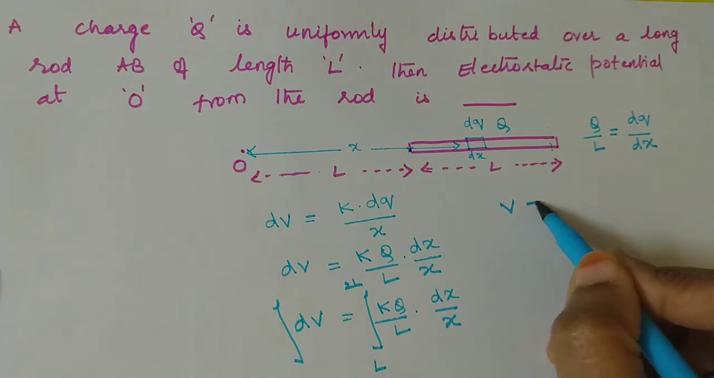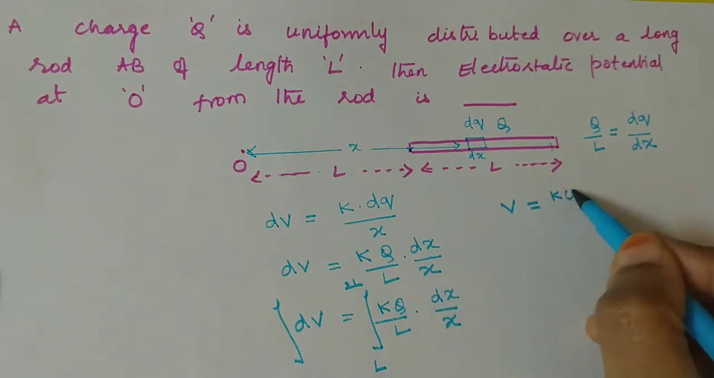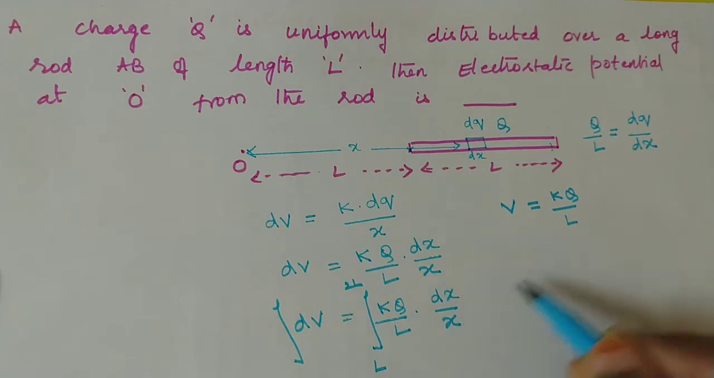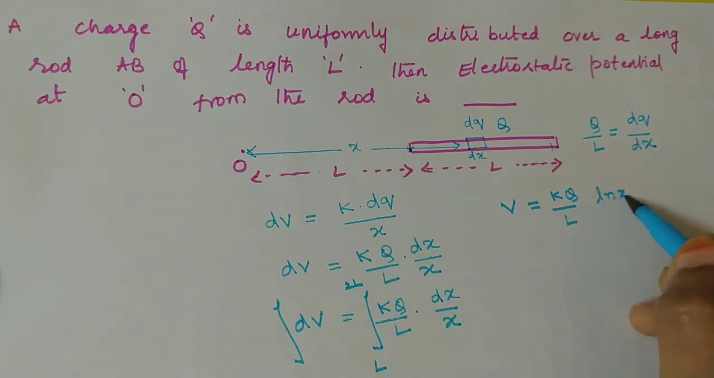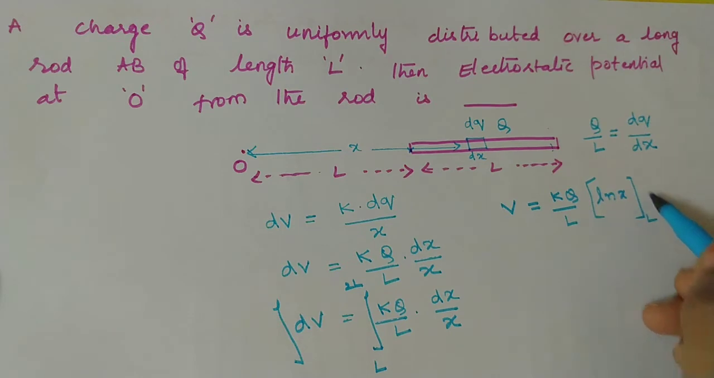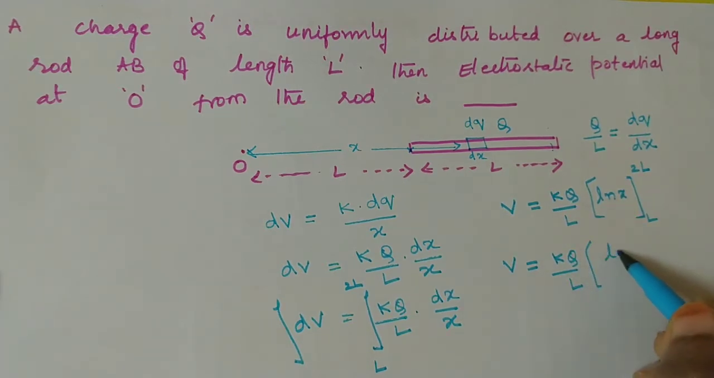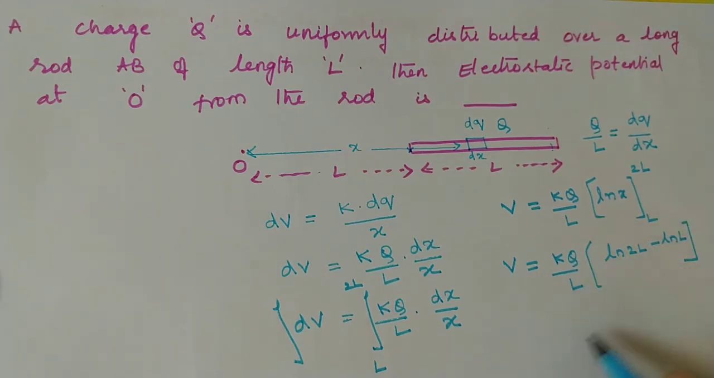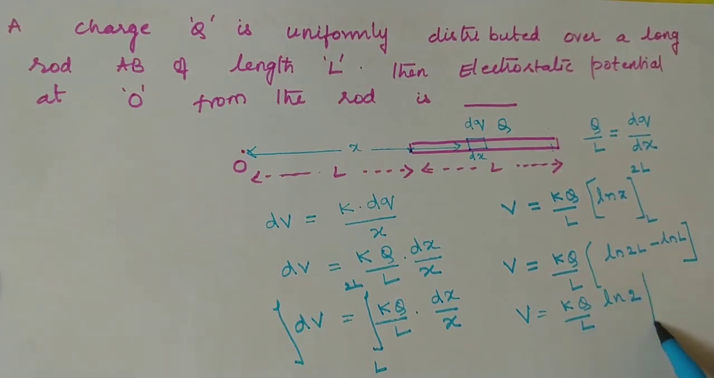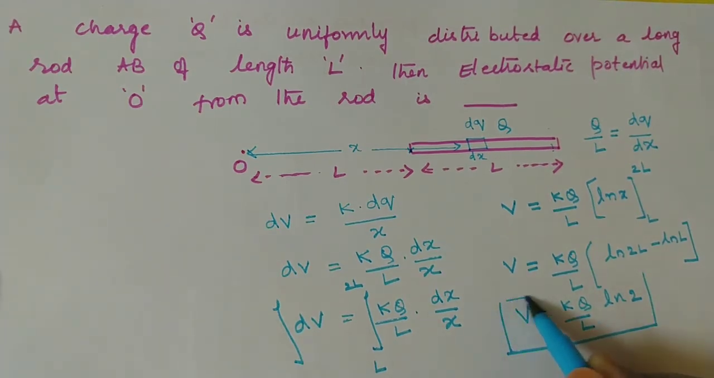So V equals kq by L, the integral of 1 by x is log x, and your limits are from L to 2L. So the potential at the point O is kq by L times log 2L minus log L, which can be written as log A by B, that is kq by L times log 2L by L, which is nothing but log 2. So this would be the answer for the electrostatic potential at the point O.